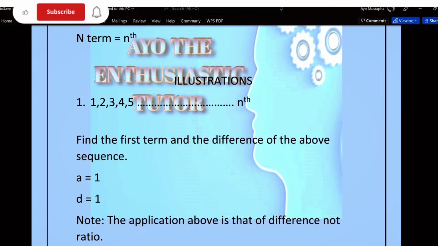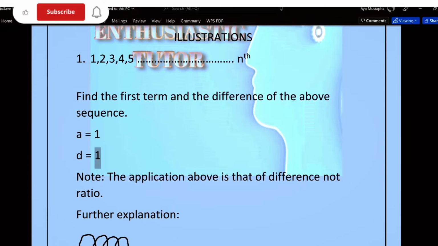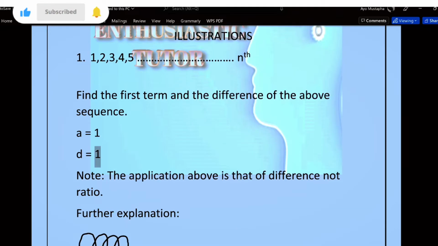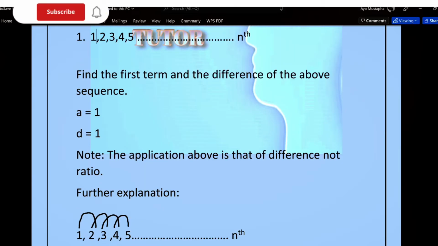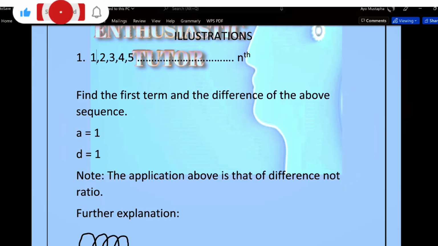Very straightforward, right? So we have the difference now. The difference is what we're going to calculate for. Our difference is 1. So how do we arrive at this one? Let's keep watching. Note the application above is that of difference and not ratio. We are asked to find the difference, and from the progression of our sequence, 1, 2, 3, 4, and 5, without being told, this is for difference. It's a different thing when it's a ratio, which we'll get to know very soon.